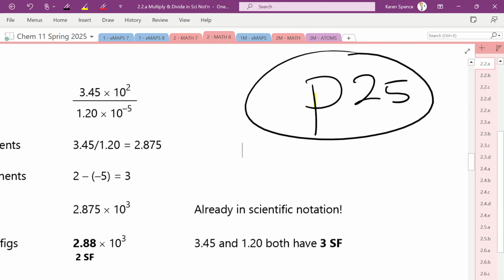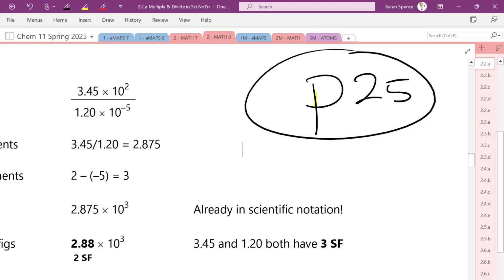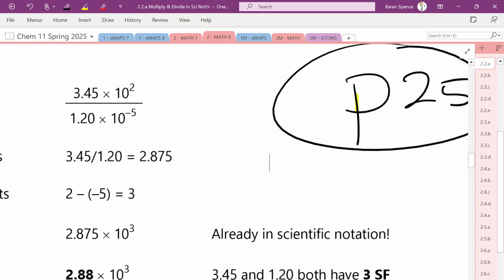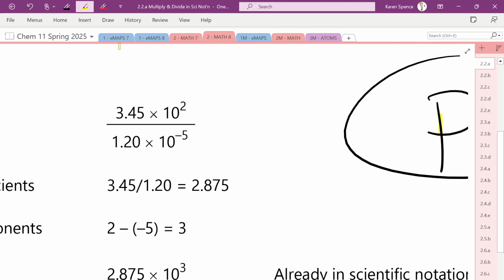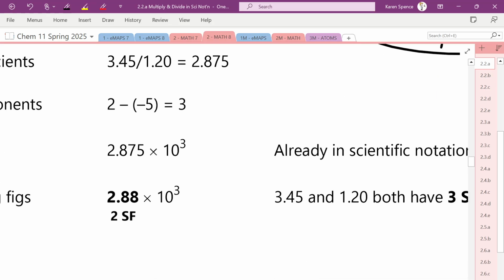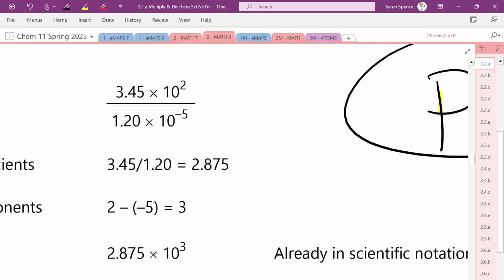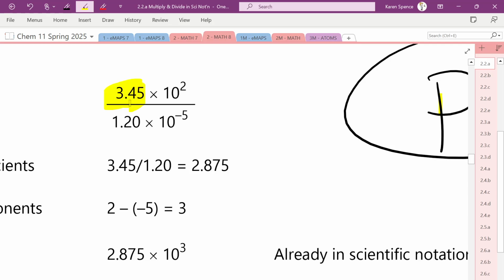So if you recall, last day, we were looking at how to do this without using the special button on your calculator. Okay? So today we're going to finish that off. So we have 3.45 times 10 to the 2 divided by, we're halfway down the page, near the bottom of the page, 3.45 times 10 to the 2 divided by 1.20 times 10 to the 5.